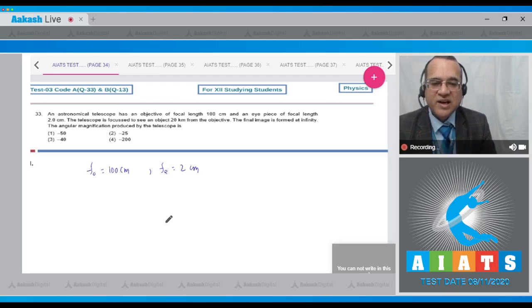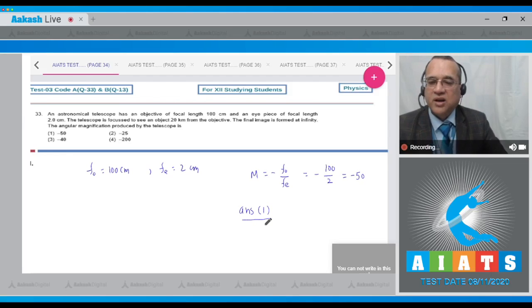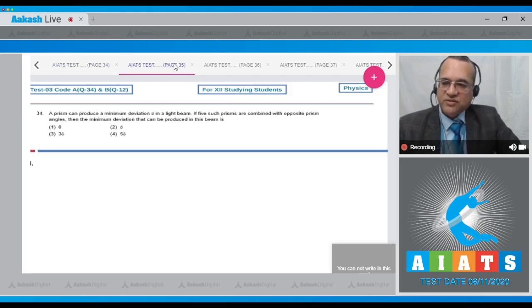Now dear student, the final image is at infinity and obviously the object is also effectively at infinity, 20 km. Then in that case, the magnification is equal to FO divided by FE. FO is given as 100 and FE is given as 2. So the magnification will be minus 50. And option number 1 is minus 50. So the answer would be 1. Let's go to question number 34.